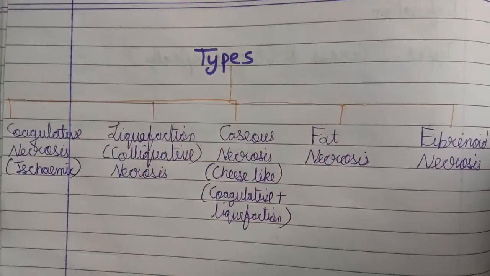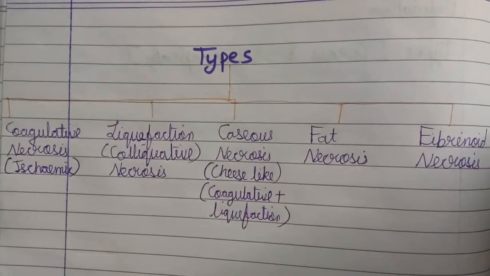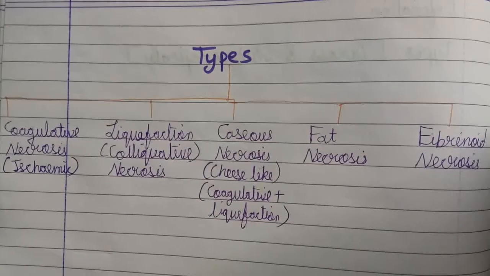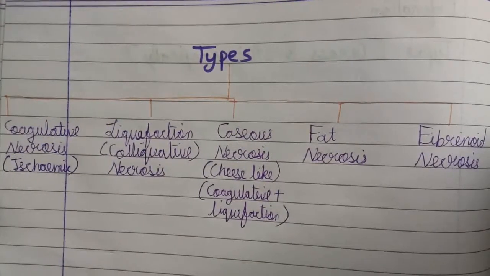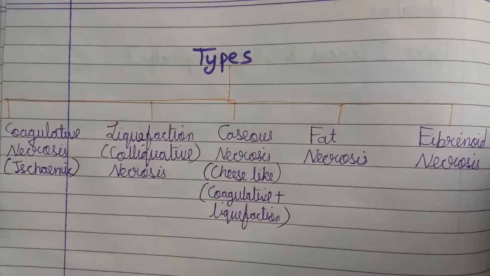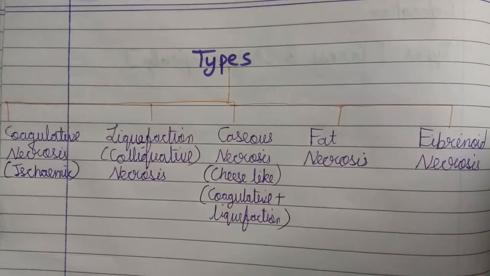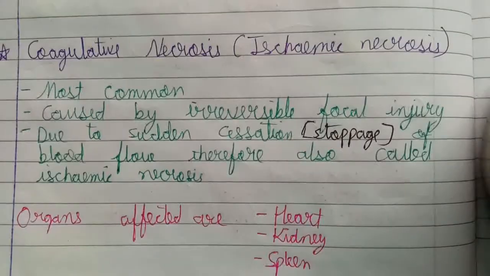It consists of 5 types: coagulative necrosis, also known as ischemic necrosis; liquefaction necrosis, also known as colliquative necrosis; caseous necrosis, which is the sum of both coagulative plus liquefaction necrosis; fat necrosis; and fibrinoid necrosis. Let's study them in detail.